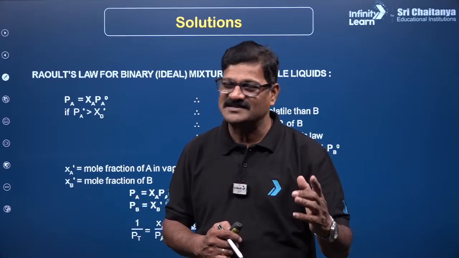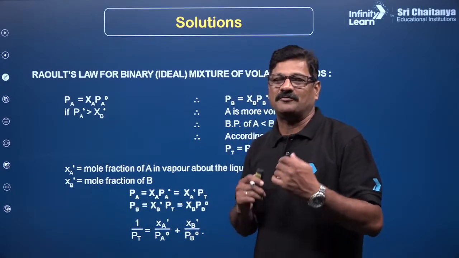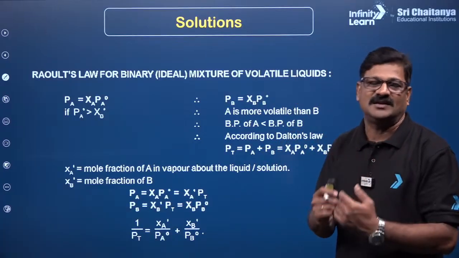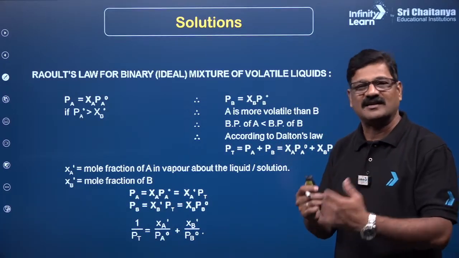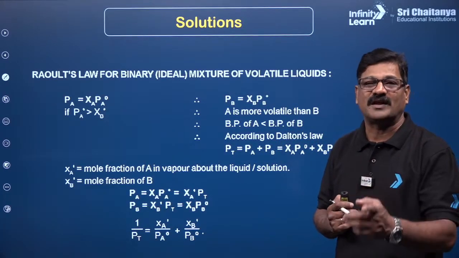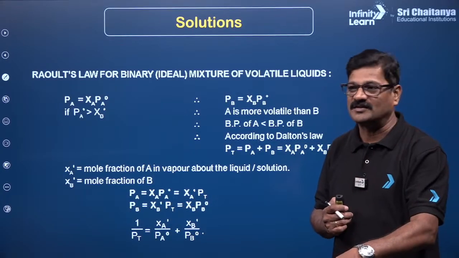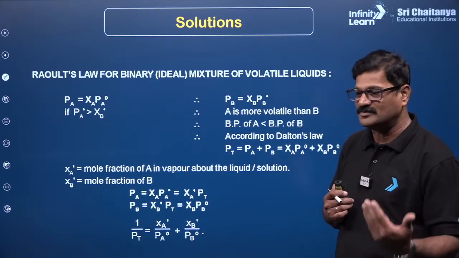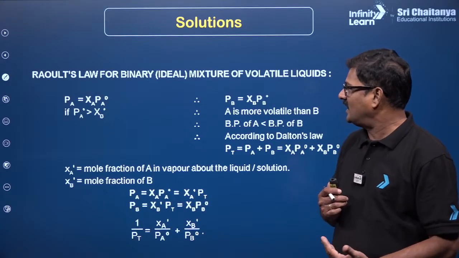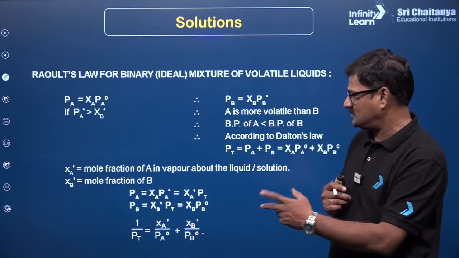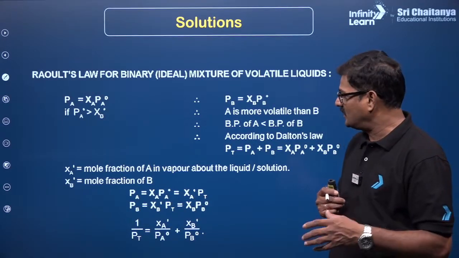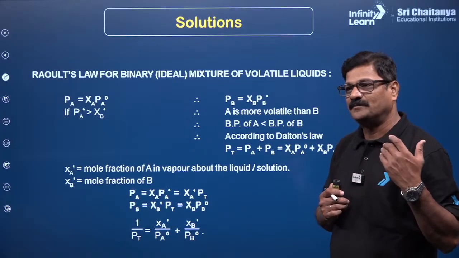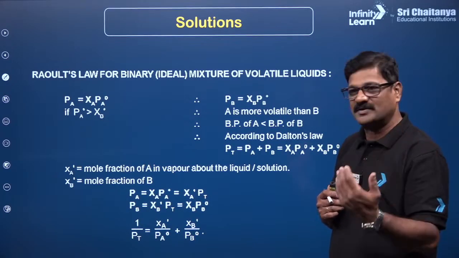So let me quickly say, the vapor pressure of the solution is directly proportional to the mole fraction of this component in the liquid. That is given as Raoult's law for a binary or ideal solution. Okay, those are various formulas. You can have the mole fraction in the vapor state as well.